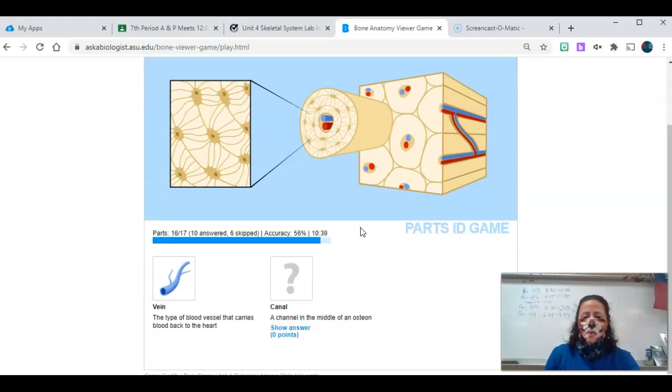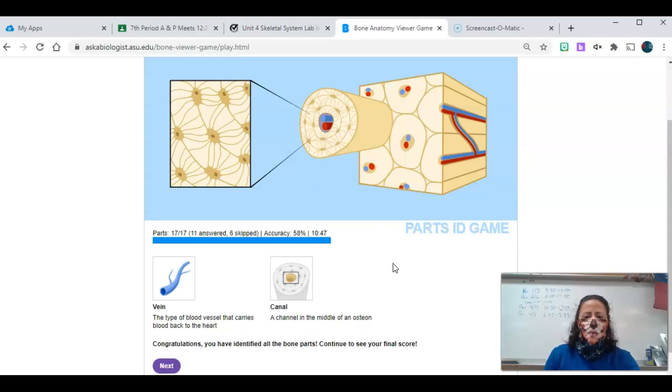So a channel is like an opening, right? That's highlighting the whole thing. That's not what I want. I'm trying to get this little space here. And that's where it is. That's the canal. Right there. All right?